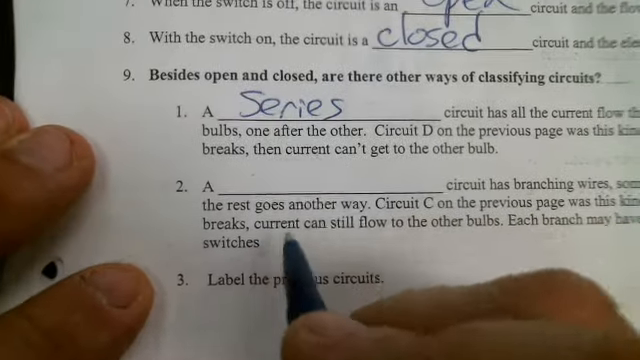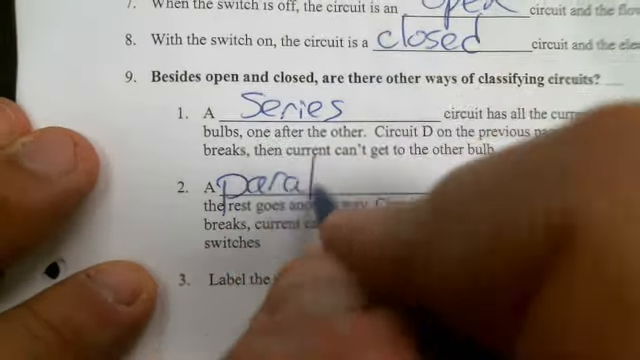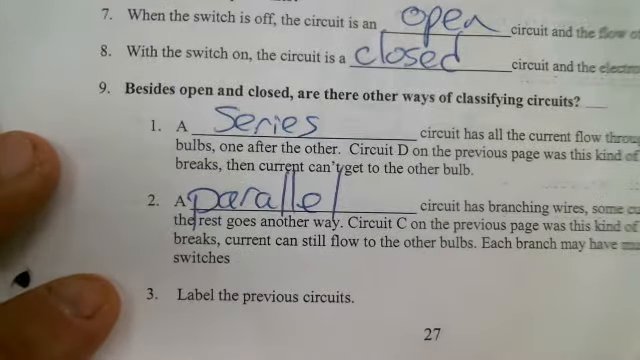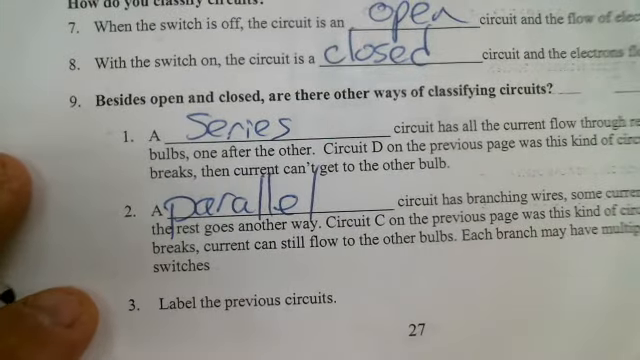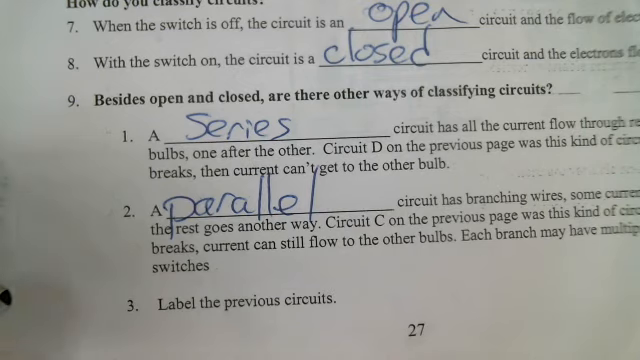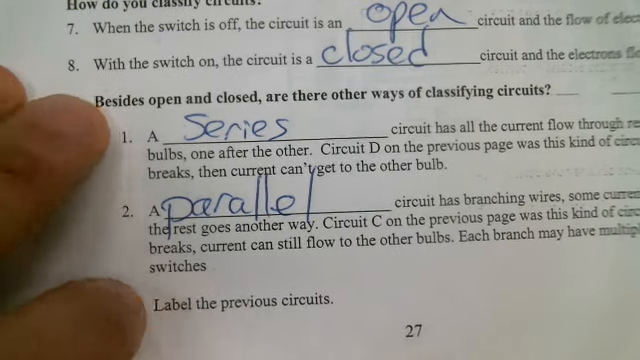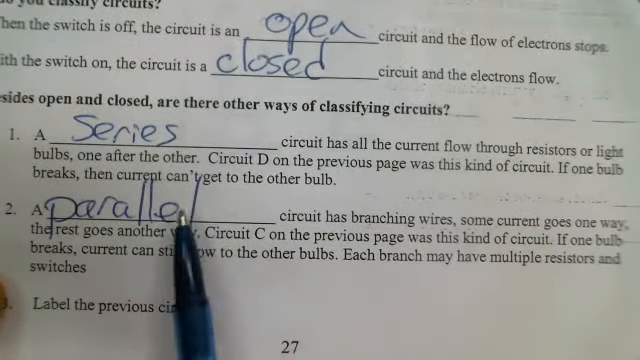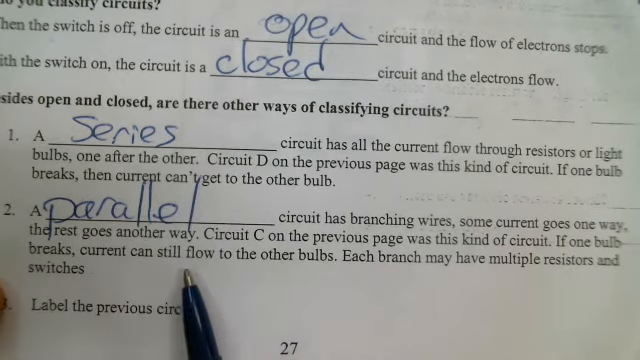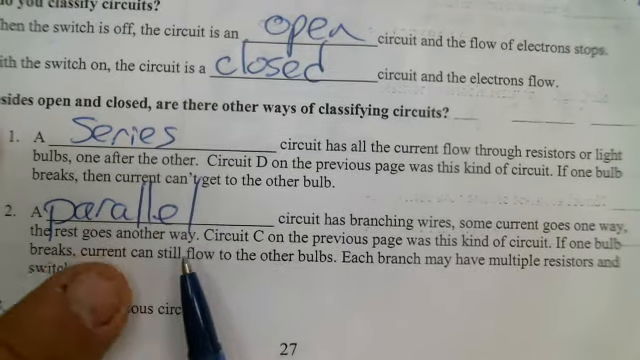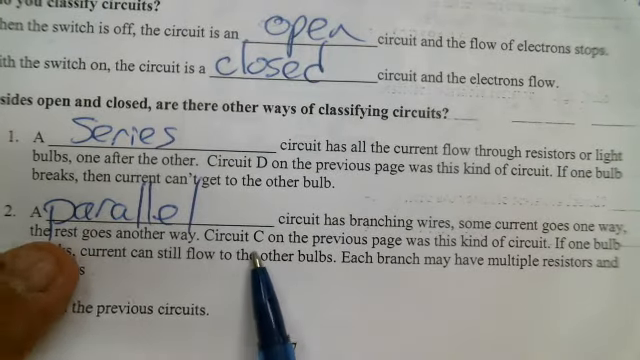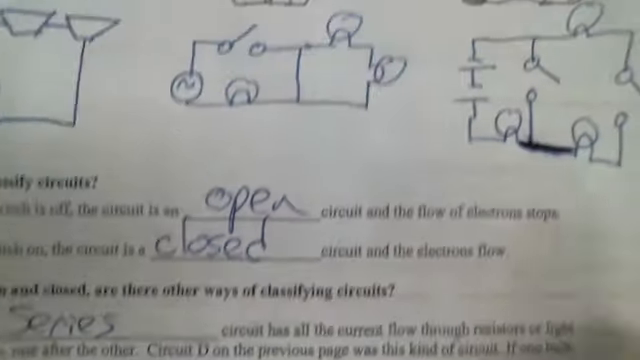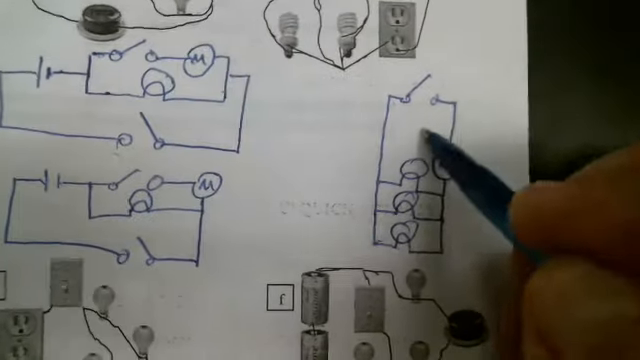The next one, number 2, is called a parallel circuit. A parallel circuit has branches. So two things are happening right next to each other, side by side, so to speak. Some current goes one way, some current goes the other, and it's not necessarily 50-50. It depends upon what's hooked up to these different branches. It says here that circuit C is a parallel circuit. And so here is circuit C.